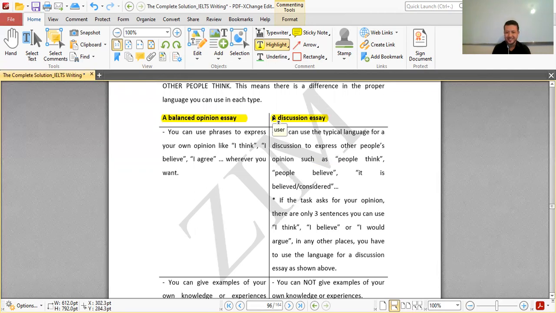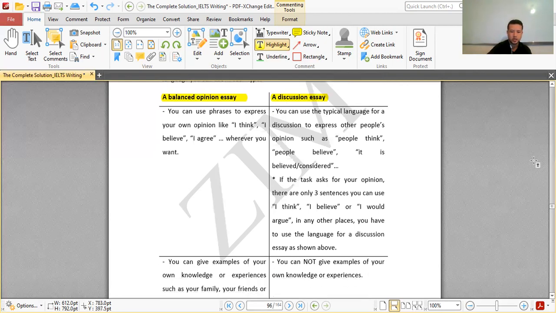But in discussion essays, guys, you can use typical language to express other people's views, like: people think that, people believe, it is argued, it is believed, it is considered. Okay, for example, if the task only asks for your opinion, there are three kinds of sentences: I think, I believe, I would argue, and other phrases.